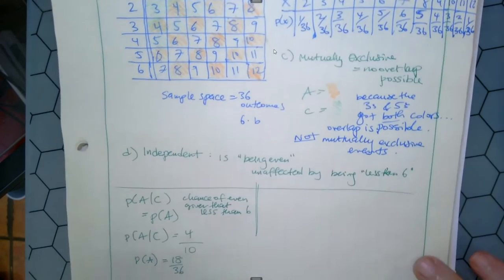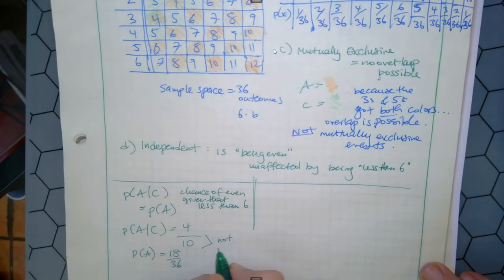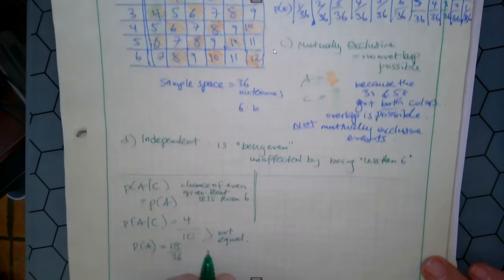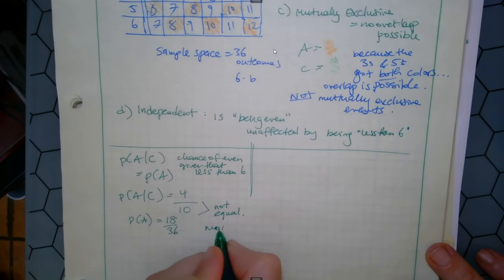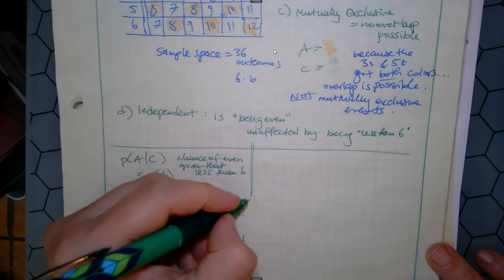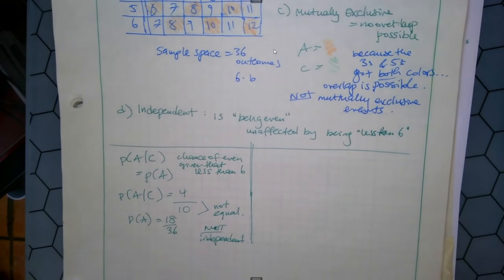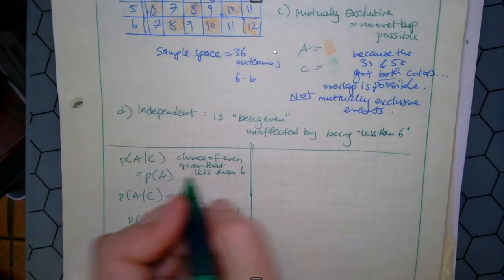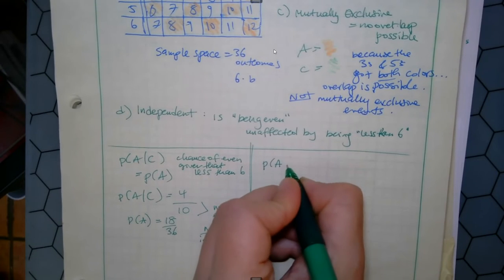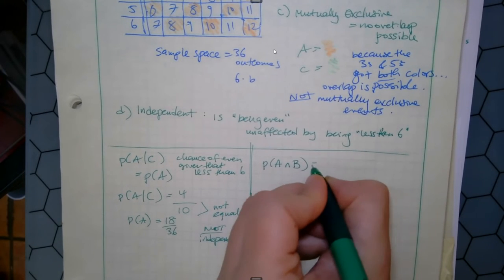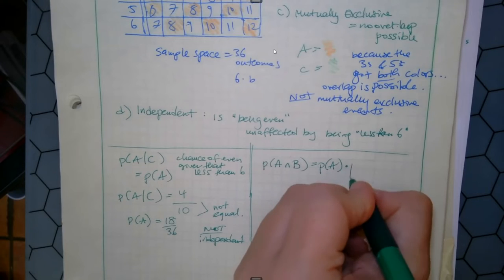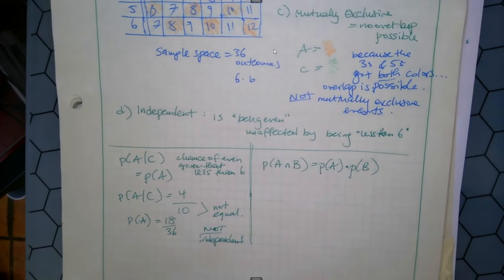So the question is, are these two equal? Not equal. And that means not independent. So that's one way to do it. The other method for checking independence numerically is that the chance of A and B overlapping should be the chance of A times the chance of B if they're independent.